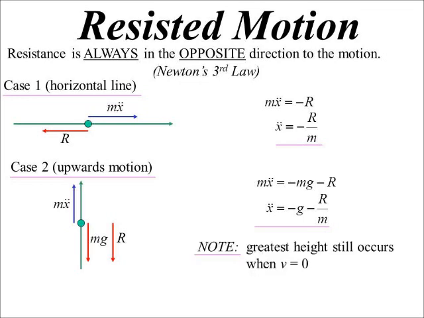Just because there's resistance, it doesn't change basic ideas. The greatest height is still going to happen when velocity equals 0. I mean, it's got to stop and then come down.